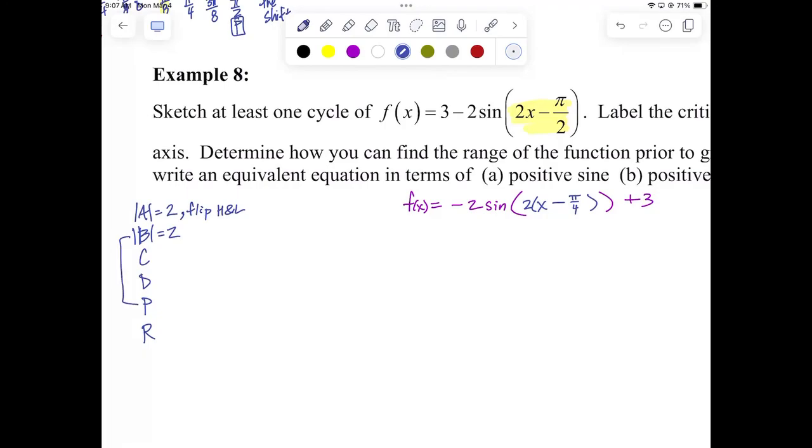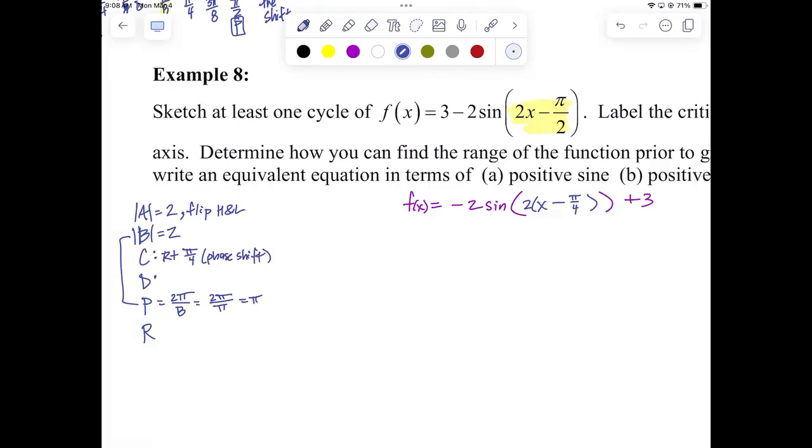Okay, so once we find B, that affects the period. So I always come down and find the period right away. The period, remember, is 2 pi over B. What's 2 pi over 2? Pi. Yeah, so the new period is pi. That makes sense. We horizontally compressed it by a factor of 2, so now we see 2 where we previously saw 1. All right, for the C, I usually put a colon. Is it left, right, up, or down, pi fourths? It's right pi fourths, which is our phase shift.